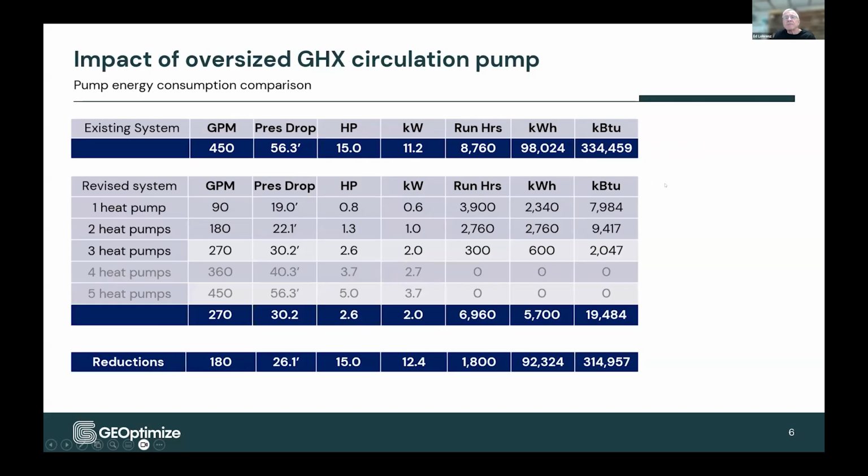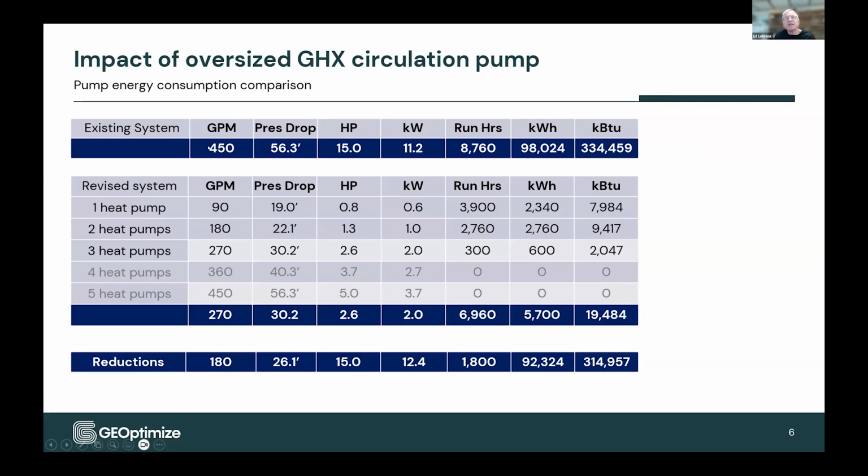So what that meant was that the system was way oversized. They designed it for a flow rate of about 450 gallons per minute, because that's how much equipment was installed, even though only half of it had ever run at any one time.